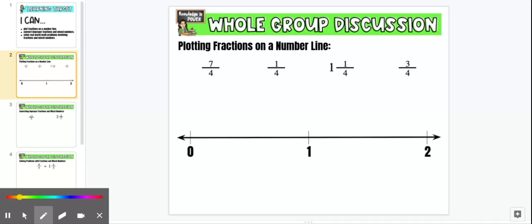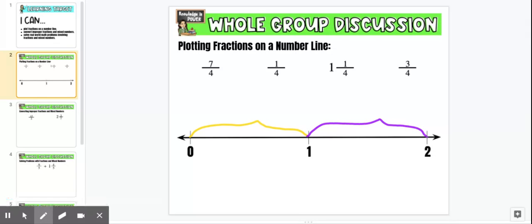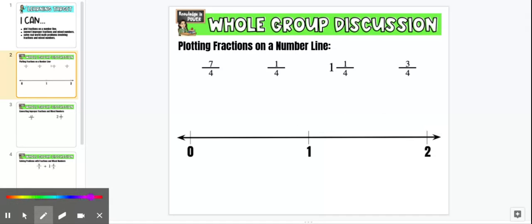There's some things to consider when we do this. So we have to look between 0 and 1, and then also between 1 and 2. Each of those sections is a whole number, okay? And in order to plot fractions, we have to split that whole number into equal sections in order to find out where our fractions would go. So in this problem, we have fourths. So if we look at our denominator, we can say, okay, our denominator is fourths all the way through.